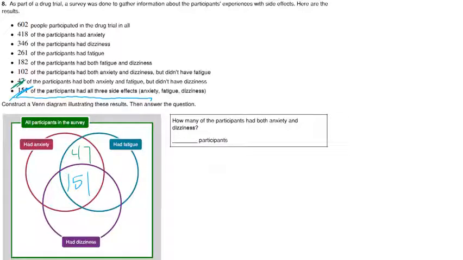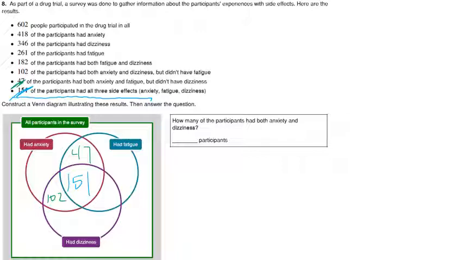102 had both anxiety and dizziness, but not fatigue. So you're right up in here. But you don't have fatigue, so you can't be here. You only have one place you can go. 102.